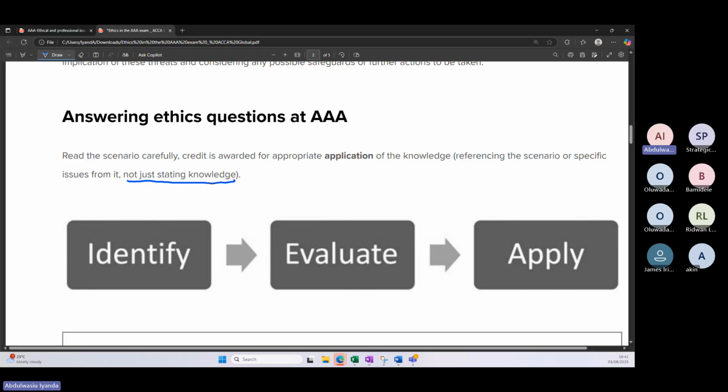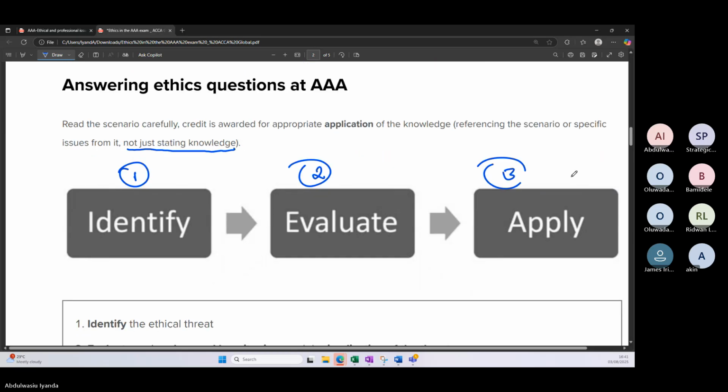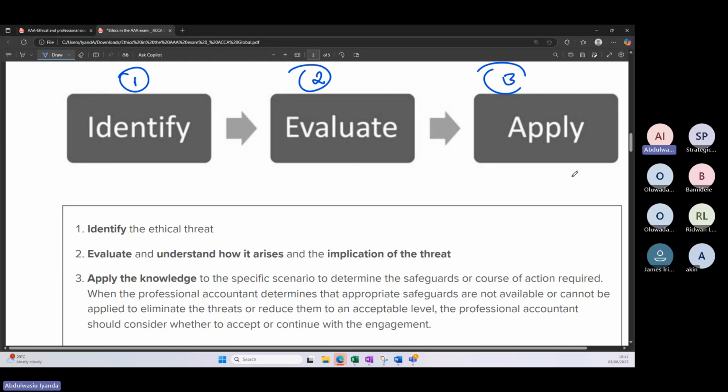So the examiner team has provided you this article now. How are you going to do this? The first thing now is you should be able to identify. It's just a 3-step process. This is 1, this is 2, and this is 3. So the first thing is you need to identify the threat. You need to evaluate it. And you need to address the ethical problem. That is, you go through the scenario. Don't forget this 3-step. You can use what we call IEA. I like mnemonics a lot.